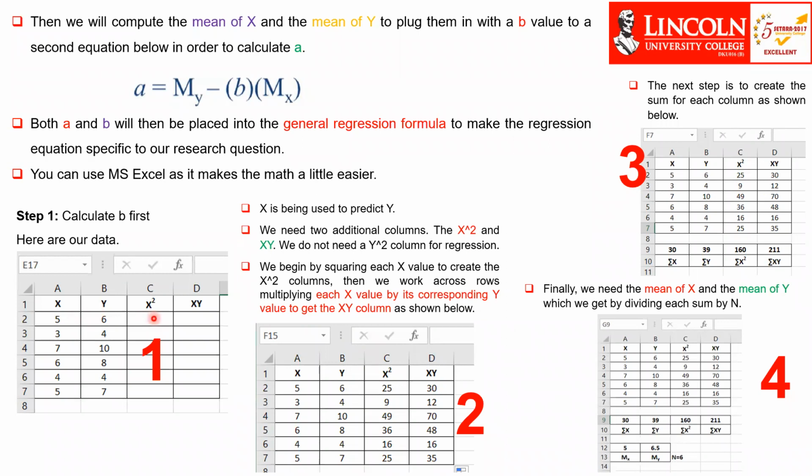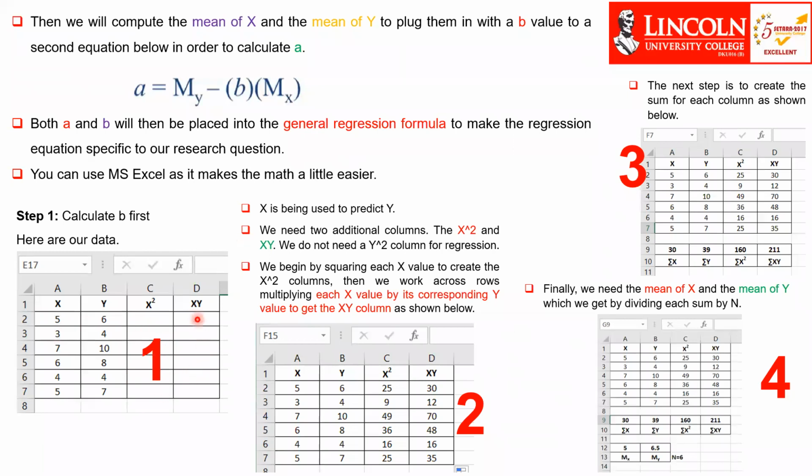Then once you press enter, you put your cursor at this edge. Then you click and drag it down to this place. That will generate the square of this other value for you. You don't have to do them one by one.